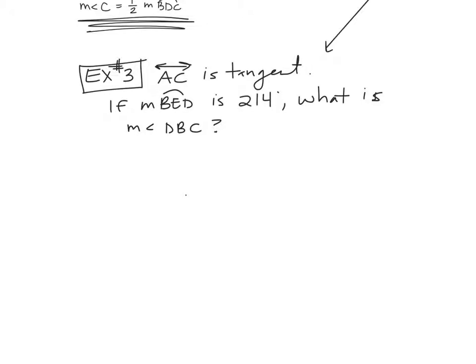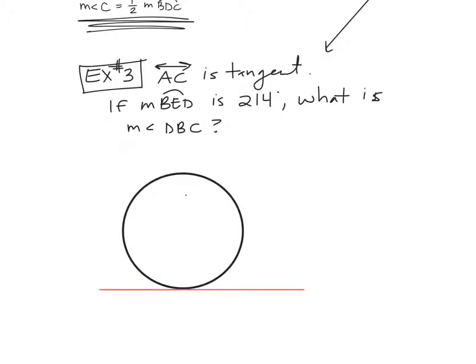And here's your setup. So you have a circle. You have a line that is tangent. Okay, so here's your point of tangency. This is B. This is A and C. This point up here is D, and then we're going to put a point over here that's E.